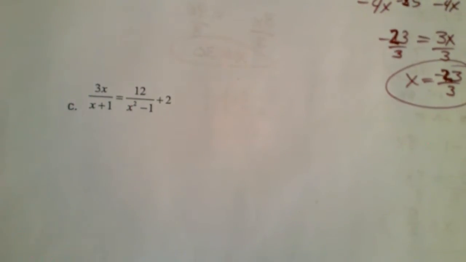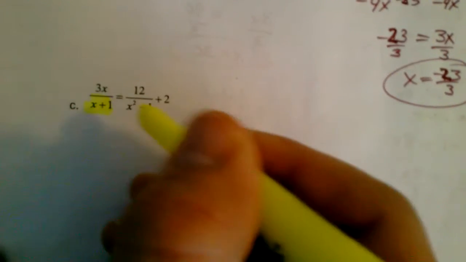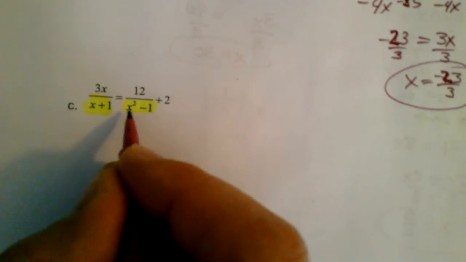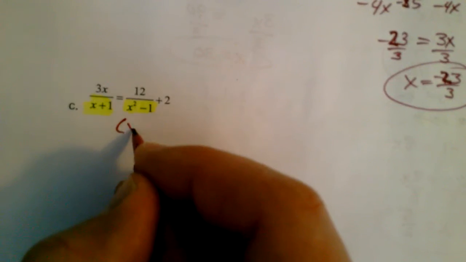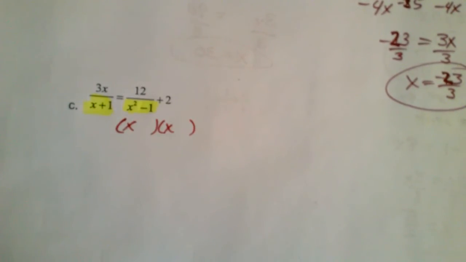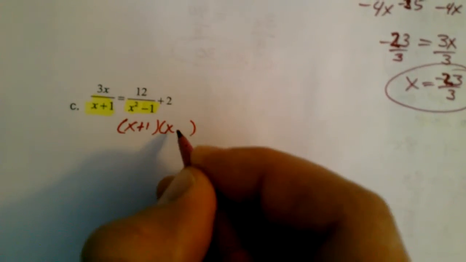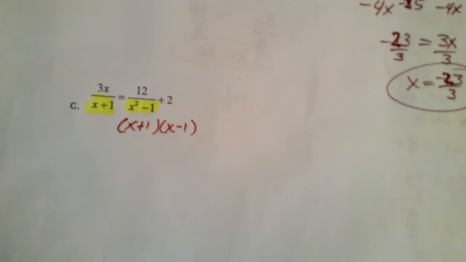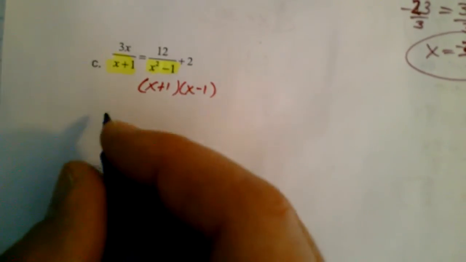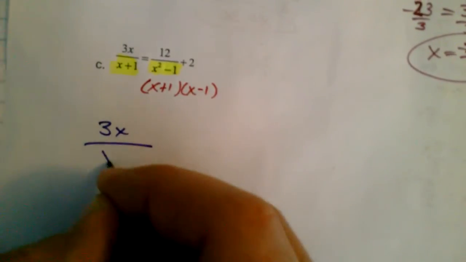Okay, look at our denominators. I've got x plus 1, x squared minus 1. If I want those to disappear, I see something I can factor. Teach me how to factor. Factors of negative 1 that add up to 0 are plus 1 and minus 1. Okay, so I'm going to rewrite this so you can see it nice and big.